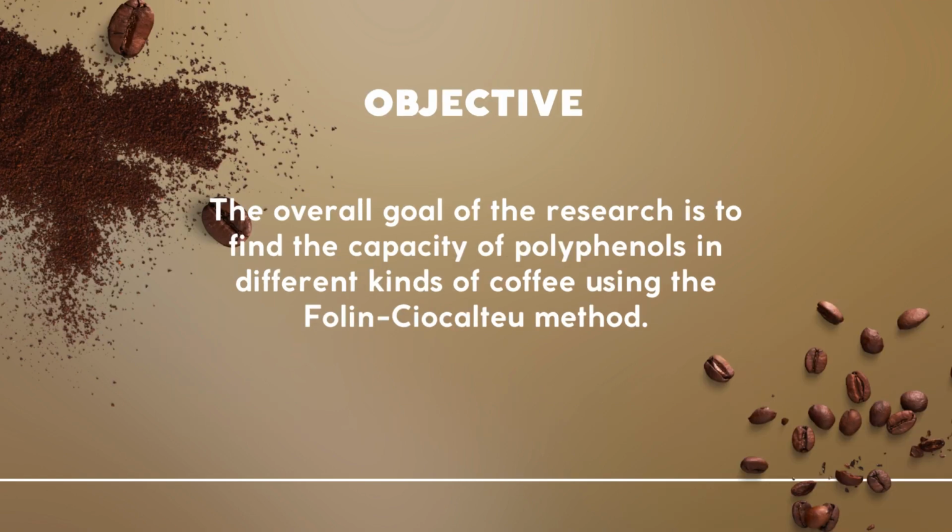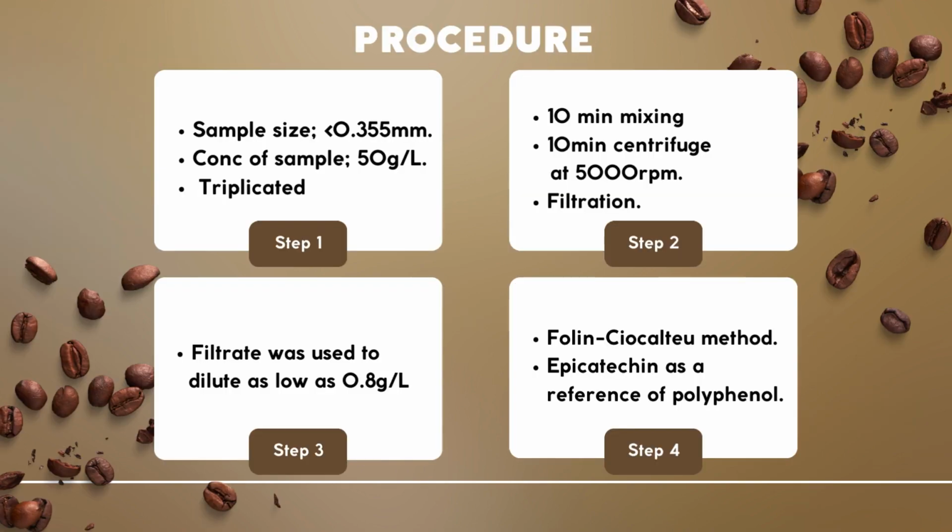and raw coffee. Coffee is one of the main sources of antioxidants for Americans, so the overall goal of this research is to find the capacity of polyphenols in the different kinds of coffee using the Folin-Ciocalteu method.